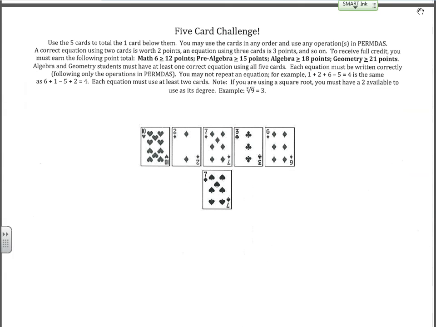5-card challenge. The only thing that changes is the cards that you have. So a 10, a 2, a 7, a 3, and a 6 to make a 7. Make sure you are getting all 21 points or more than that. Make sure you're not repeating equations. Make sure you have at least 1 equation using all 5 cards. That's a requirement for geometry. But other than that, I think you know the drill on this one.